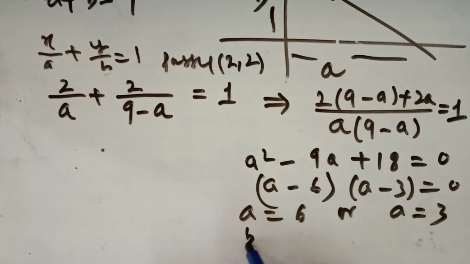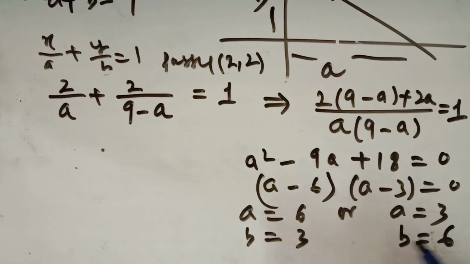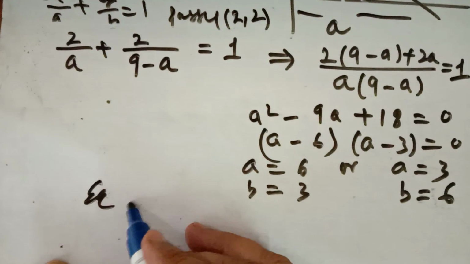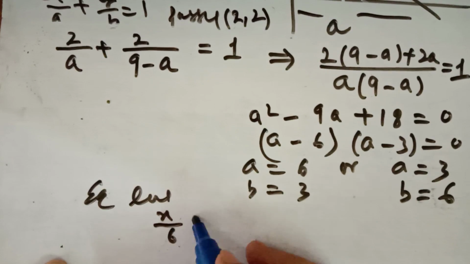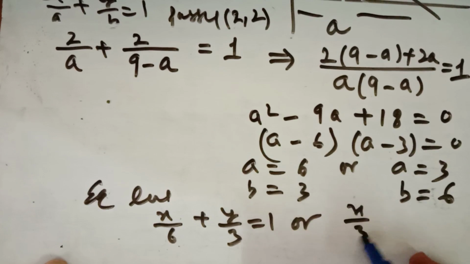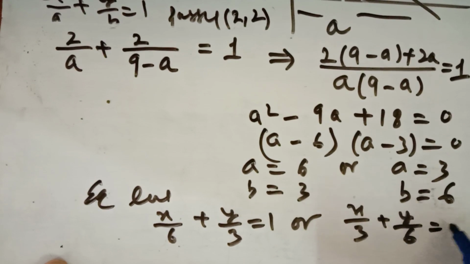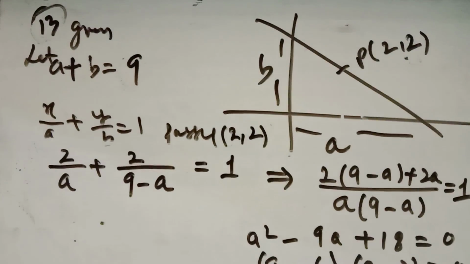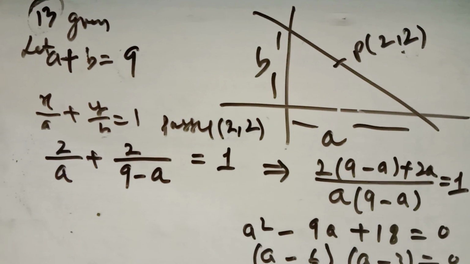If a is equal to 6, then b will be 9 minus 6, that is 3. And if a is equal to 3, the value of b will be 9 minus 3, that is 6, because a plus b is equal to 9. So the equation of the line is x upon a plus y upon b equals 1, for each pair. You'll get two equations in the intercept form. So this is the answer to question number 13 of this exercise.